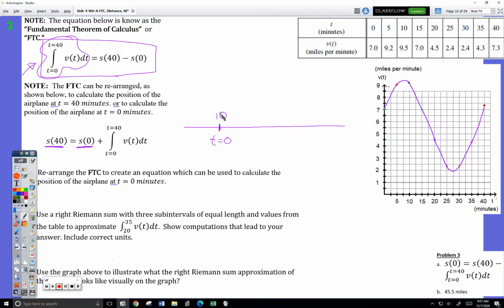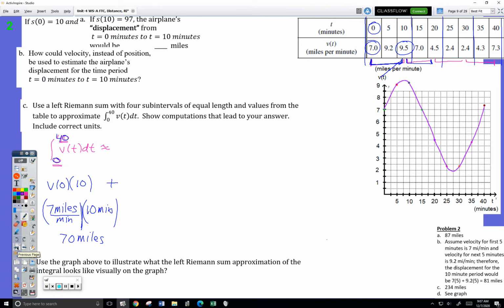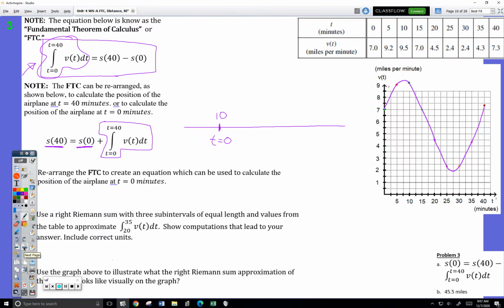So you know the particle is here when time is equal to 0. And then you know that when you integrate velocity, you're finding displacement. Please remember, displacement does not tell you how the particle moved. It just tells you the final result. We figured out previously that an estimate for this integral, item C, was 234 miles. 234 miles is the plane's displacement, at least an estimate of the displacement, for the 40-minute time period.